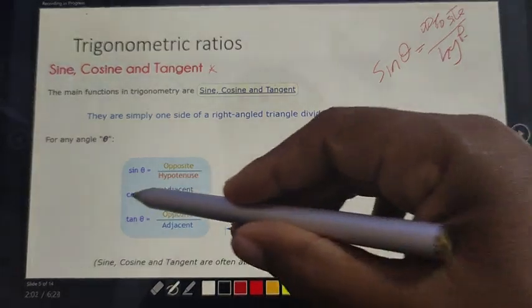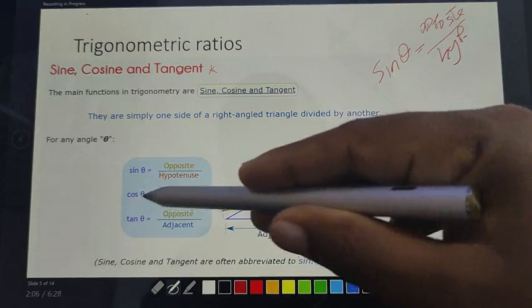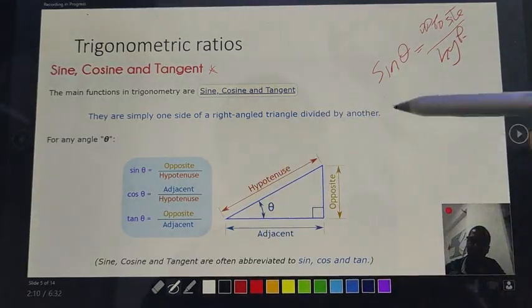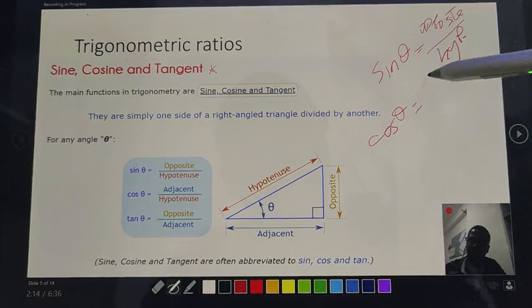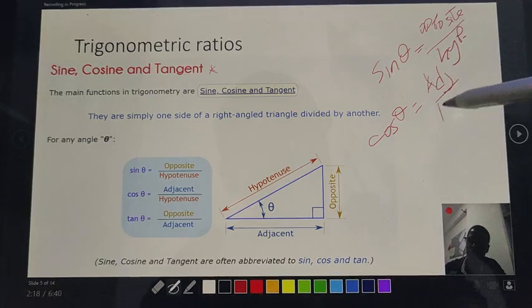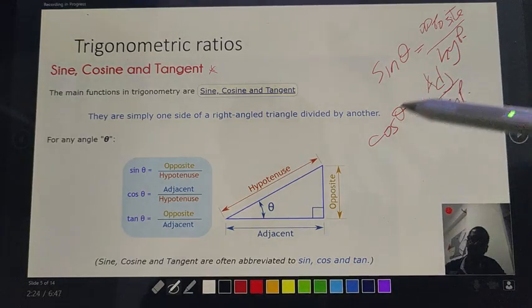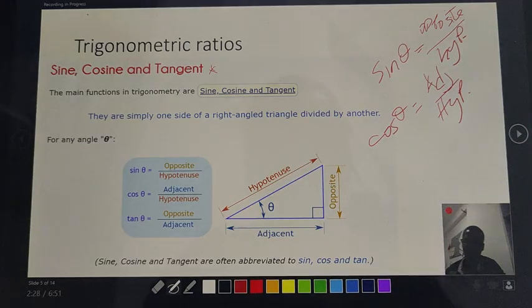The same applies to cosine. For you to find that ratio, cos theta, you do adjacent over hypotenuse. So cos theta is equal to adjacent over hypotenuse. This ratio as well is always the same, if you divide the adjacent and hypotenuse sides.